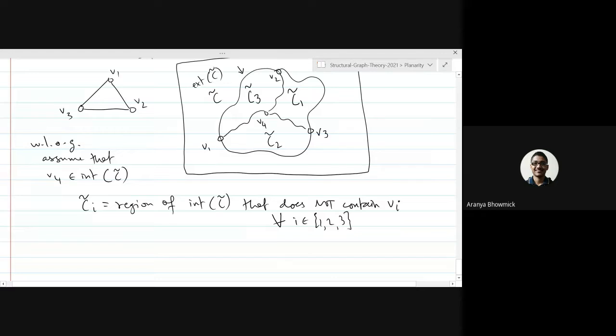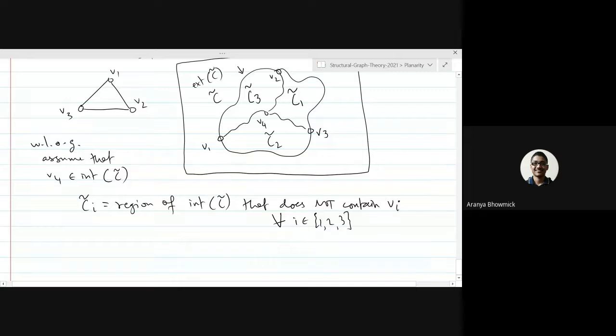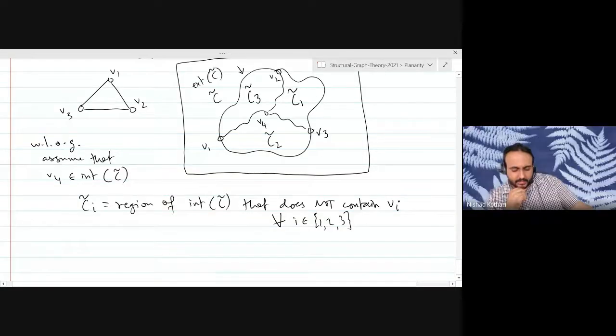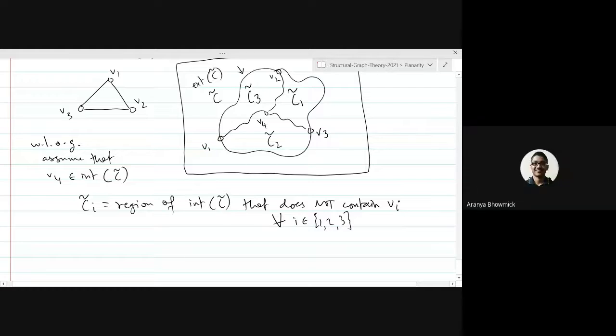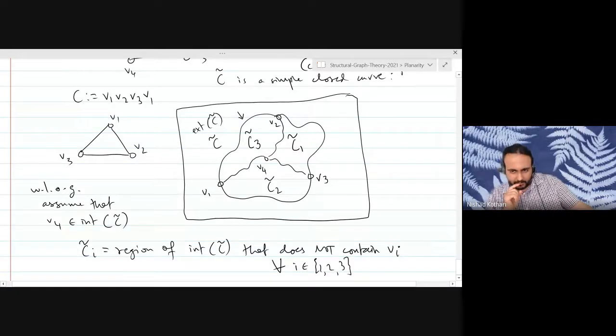And we can also assume that these arcs are pairwise disjoint. They will not meet because this is a planar embedding, so they cannot cross each other. So basically, we are getting exactly three regions. Ci tilde is the region not containing Vi. That's right. So that's why you have labeled them as C1 tilde, C2 tilde, C3 tilde. Exactly. That is my labeling scheme.